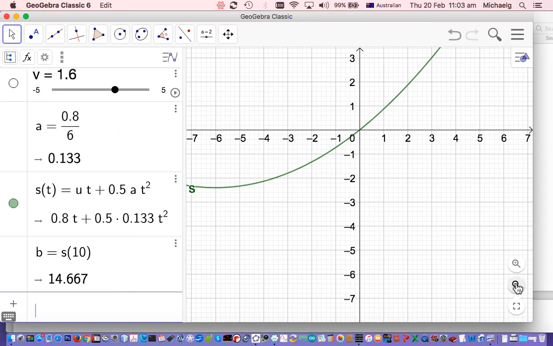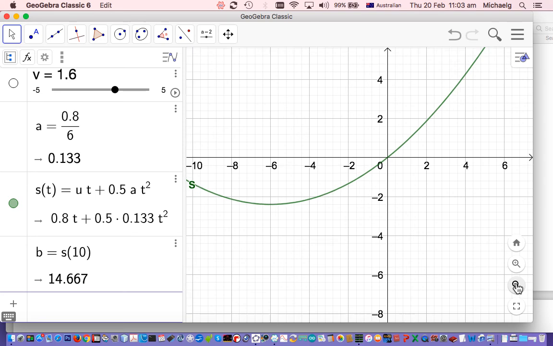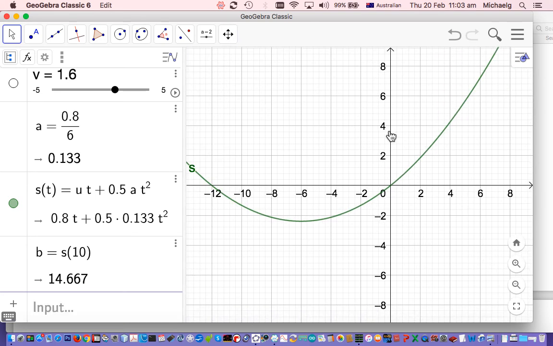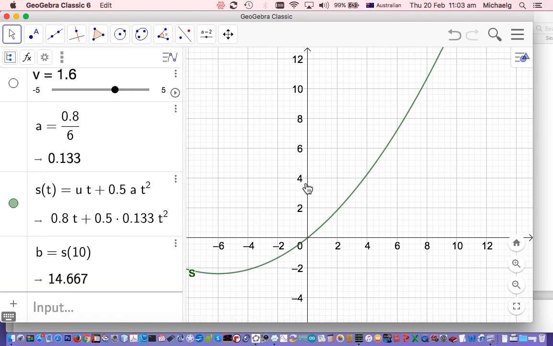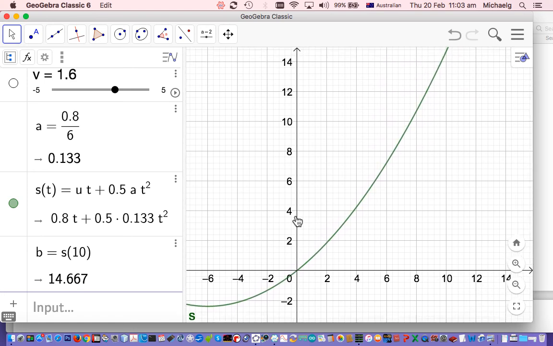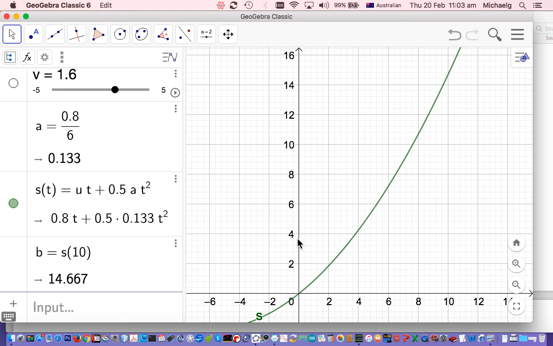and if we were to zoom out on our graph, and I'll just grab this and move this along. So here's our 10 seconds. Okay, so 10 seconds would bring us up to here, and that's, well, it's not quite 15, is it? So we can roughly say it's 14.7, which is what this gives us here.